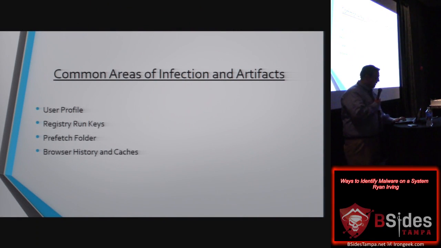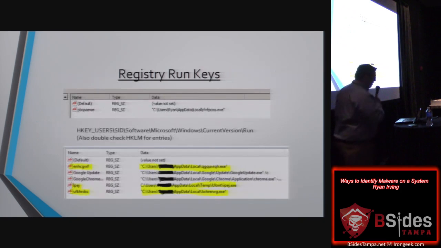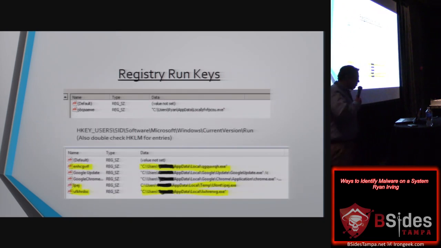Also, browser history and caches are a great place to find artifacts, and we'll see that in some examples in a moment. But just to look at some common registry run keys, like I mentioned before, we see in the first example up there, it's just some name that got created. Typically, it's just automatically generated. We can see that it was put in C:\Users\Ryan\AppData\Local. That's where the exe is.